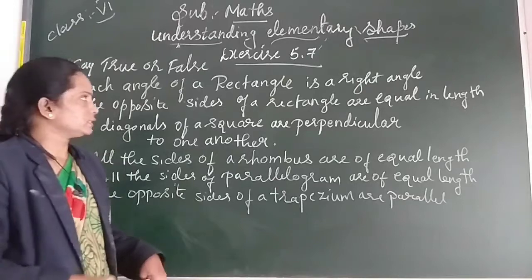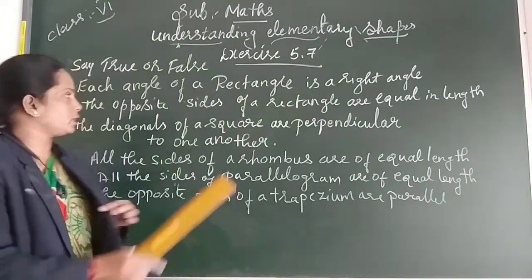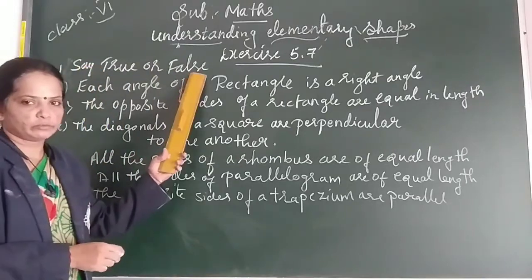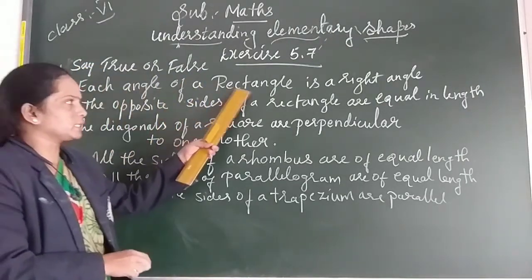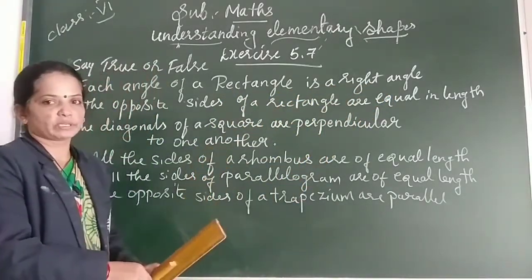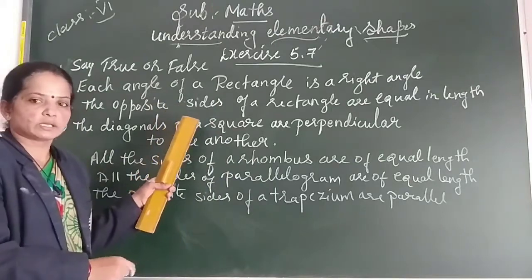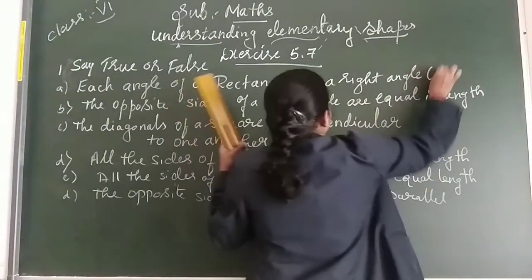So here is exercise 5.7. First, say true or false. First one: each angle of a rectangle is a right angle. Now we have learned about the properties of a rectangle. In a rectangle, all the angles are right angles. Yes, it is a true statement.